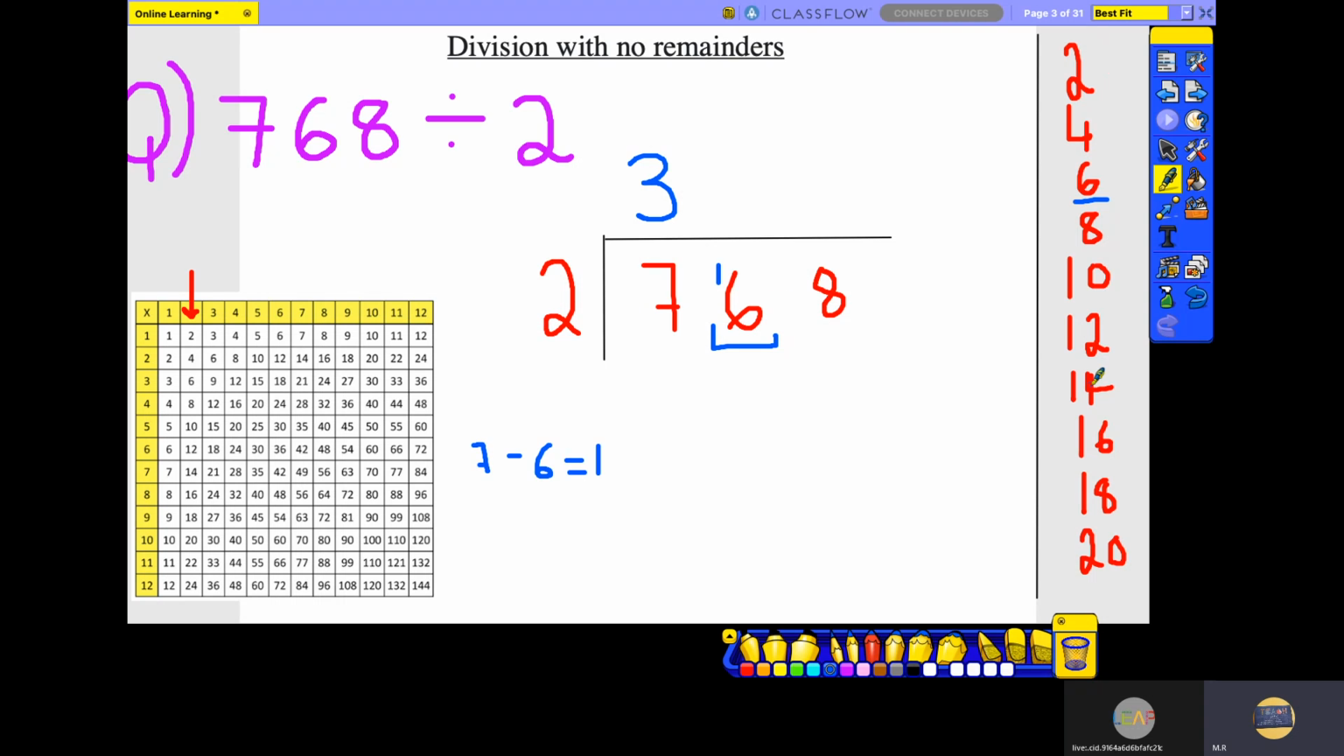Well, the good news is if you go down, you can see that it goes exactly into 16. So how many times that? 2 times 1, 2 times 2, 2 times 3, 4, 5, 6, 7, 8. So that is 8 times with no remainders.